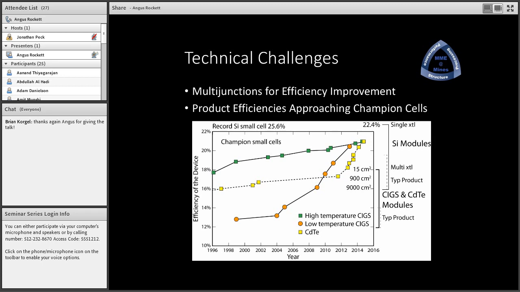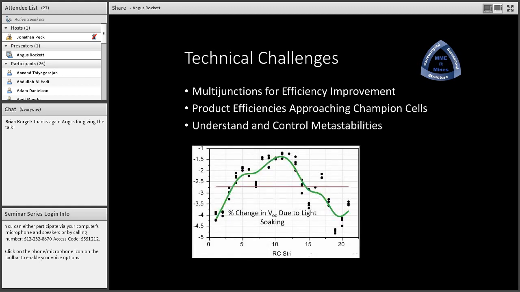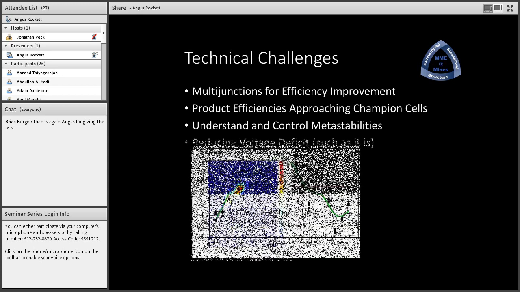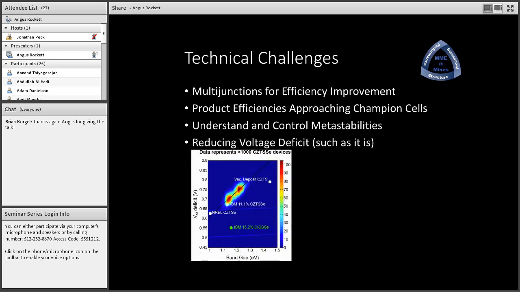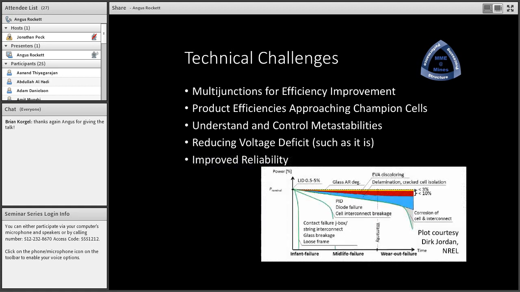Product efficiencies need to approach champion cells more, so typical products are moving into the 16% efficient range, but that still lags well behind the 22% efficient champion cells, and it lags behind some of the product in multicrystalline silicon. Although multicrystalline silicon isn't that far ahead, this chart is a little out of date. We need to understand and control metastabilities. So for example, there's potential-induced and light-induced metastability in the devices, and we need to understand that.